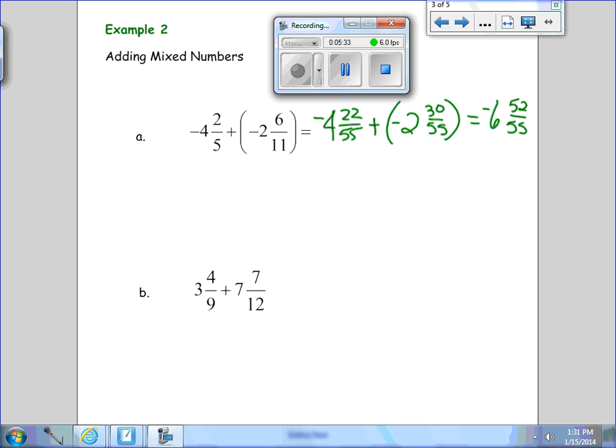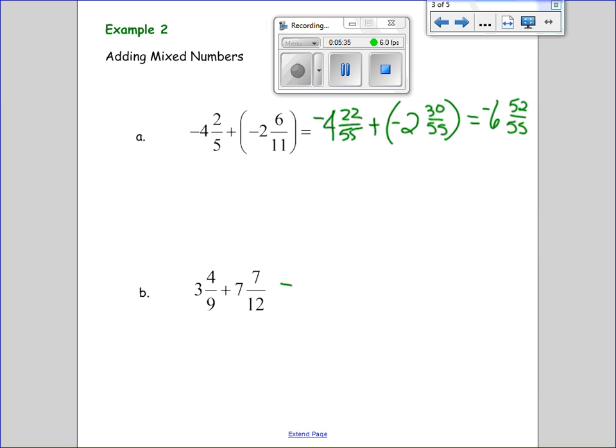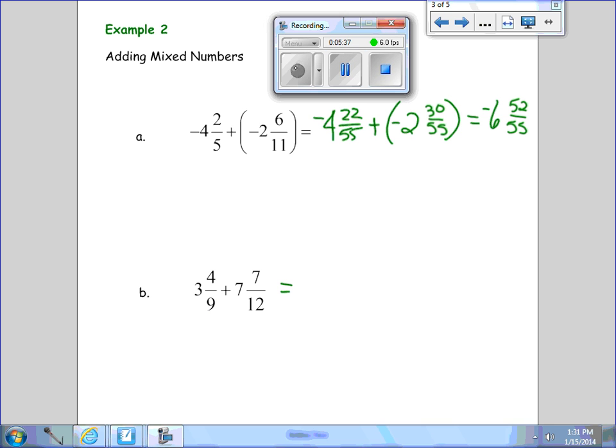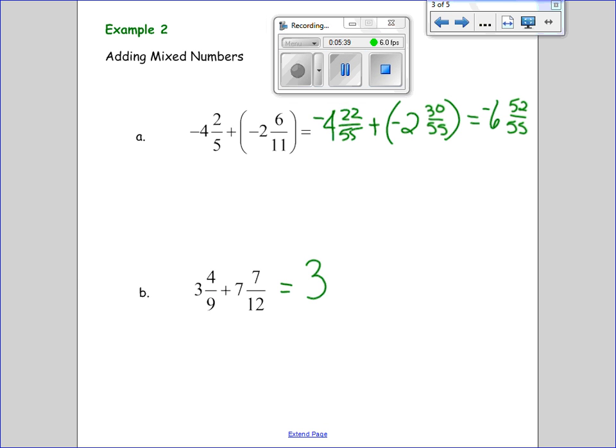Now, in B, we're going to find equivalent fractions. So our LCD for these would be 36. So we'll find equivalent fractions. Let's add our whole numbers. 3 plus 7 is 10. Then we'll add our numerators. 16 plus 21 is 37 over 36. Our final answer will be 11 and 1 over 36.